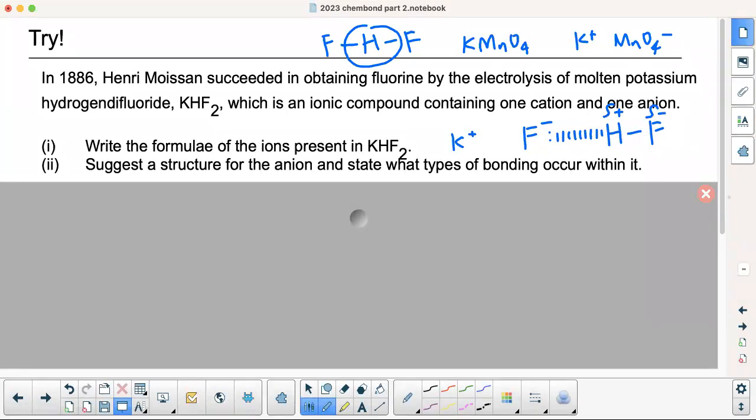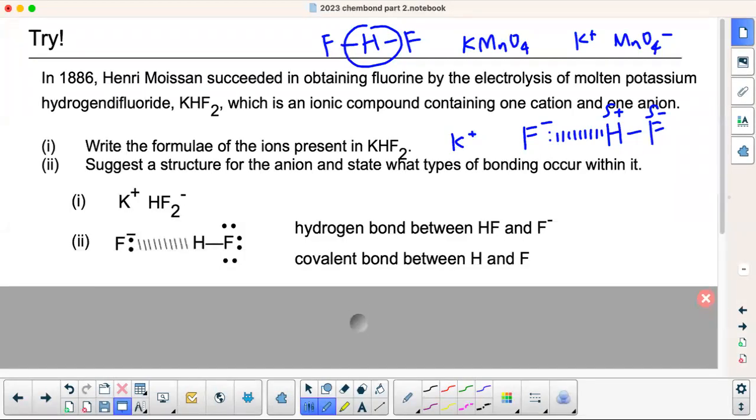Have you seen an ion with a hydrogen bond within it? Very, very tricky question. There's a hydrogen bond between HF and F minus, and a covalent bond. So the hydrogen doesn't have more than 2 electrons and the F doesn't have more than 8 electrons. It fulfills the criteria, because the H is attached to F, and there's a lone pair on the F. So this is a hydrogen bond. There's a hydrogen bond and a covalent bond within that whole ion. Okay, let's try the next question.